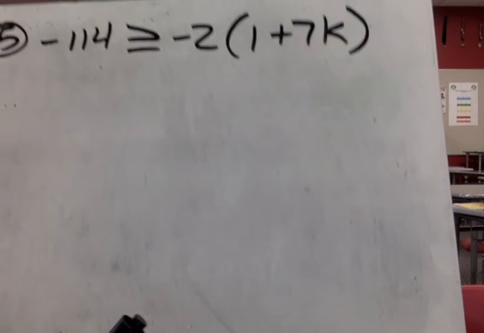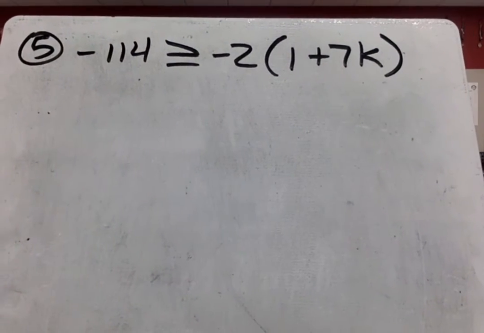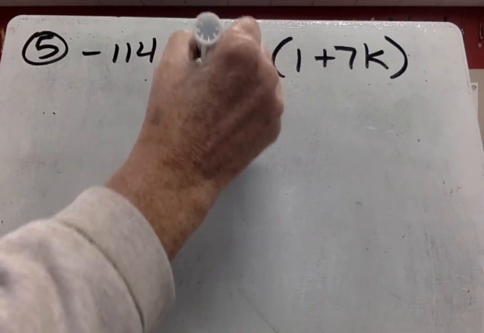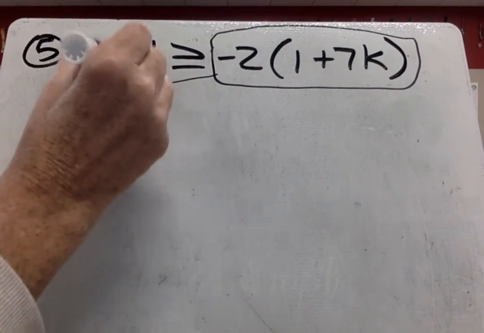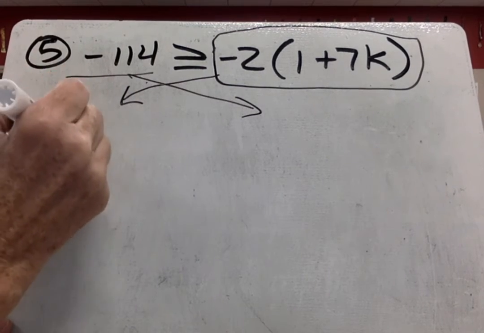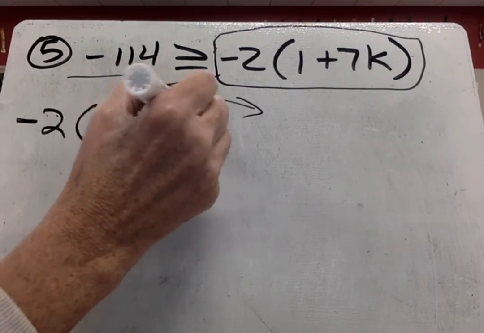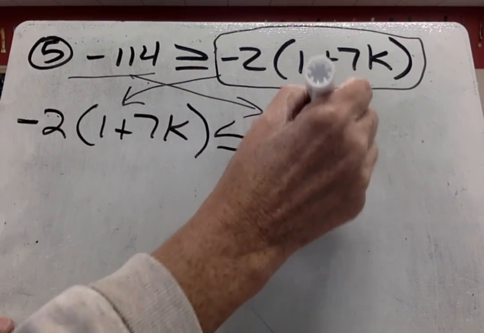Okay, a little bit more challenging problem is number 5 on your worksheet. First thing I'm going to do is I do not like to see variables on the right-hand side, so I'm going to use the reflexive property and reflect it. So I'm going to write it exactly as it is and put this whole thing on the right side and put this on the left side and put that on the right side. So I get -2, parentheses 1 plus 7k. I flip my sign, less than or equal to -114.